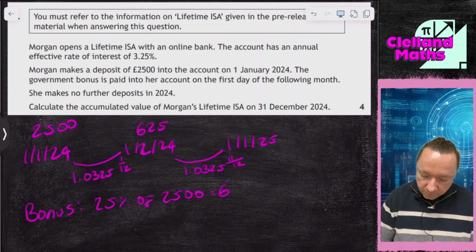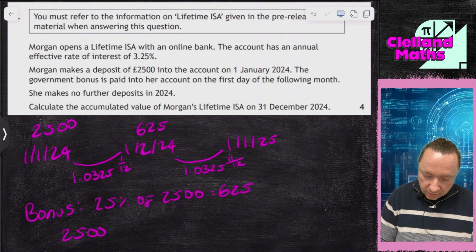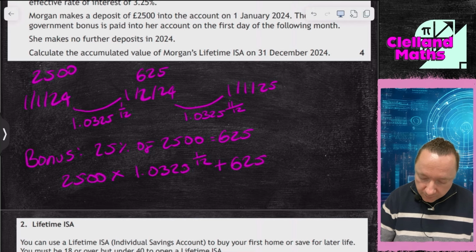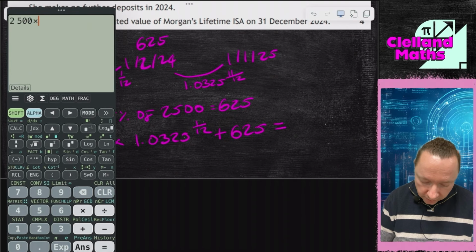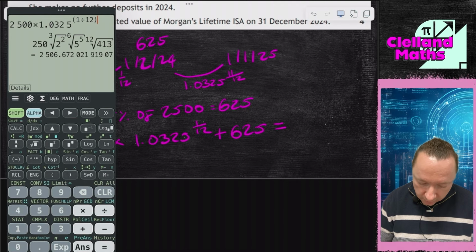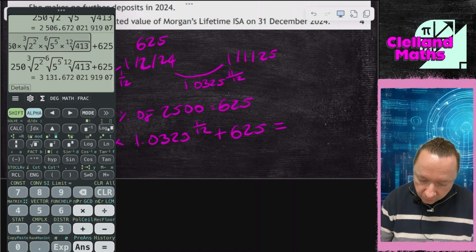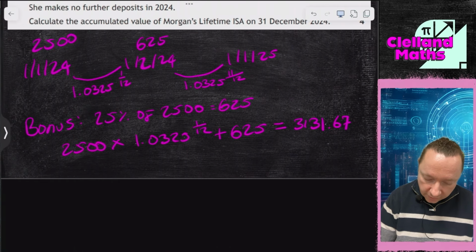So my sum, that was 625, remember, is just going to be 2,500 times 1.0325 to the power of 1 over 12. Then I need to add the 625. That's step 1. 2,500 times 1.0325 to the power of 1 over 12 plus the 625 is 3131.67.